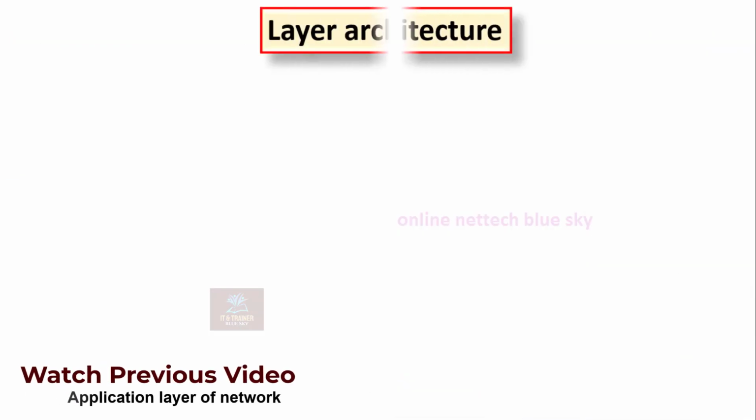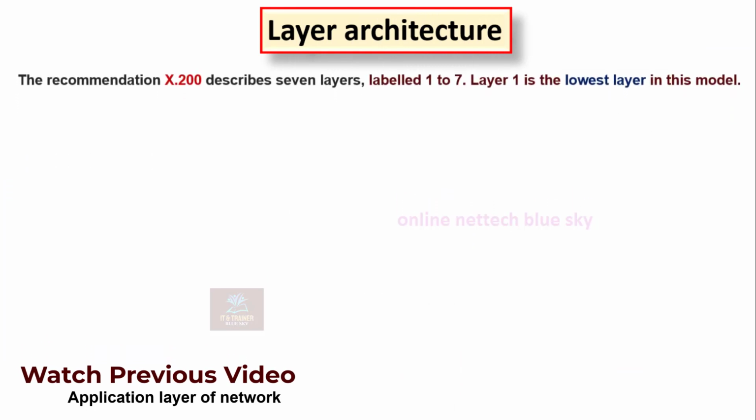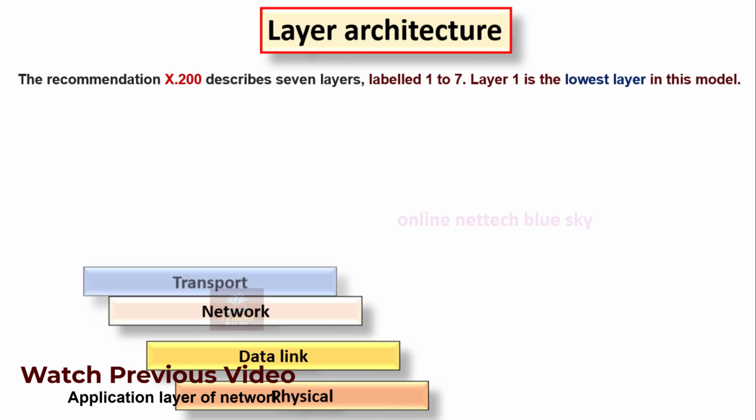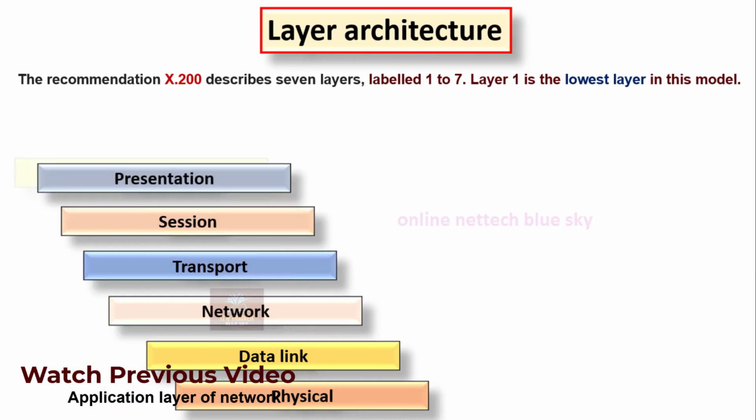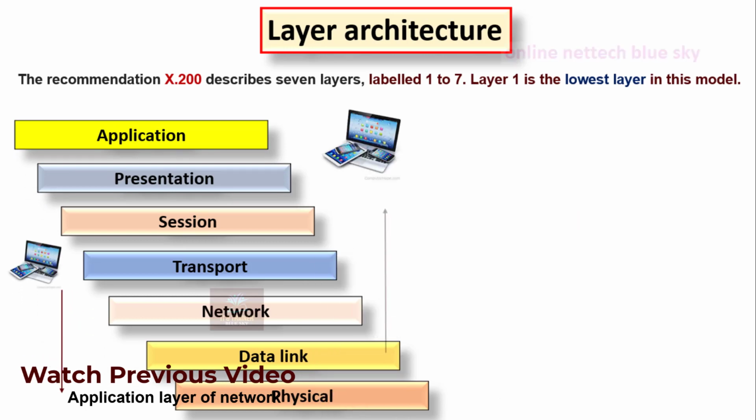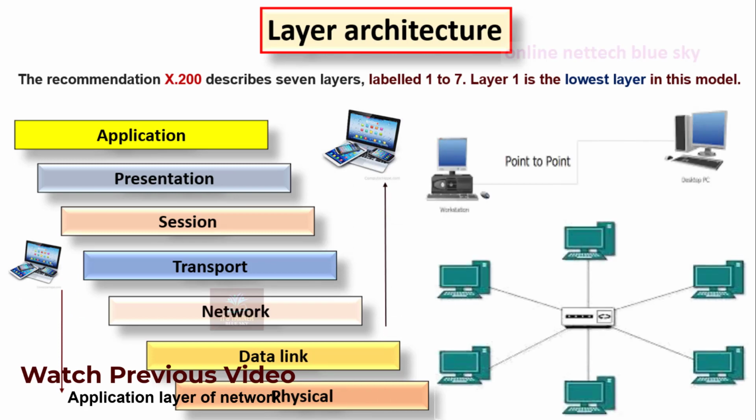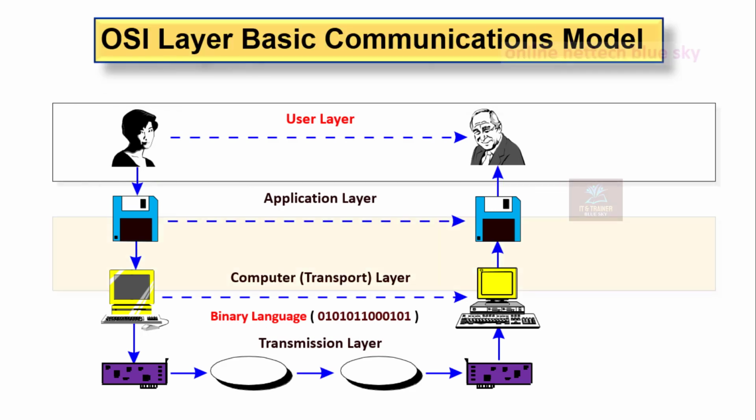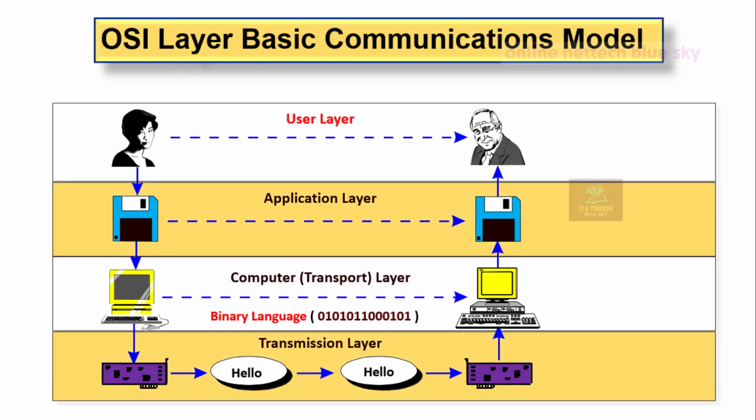Okay, I will continue the layer architecture in my video. Physical layer, data link layer, network layer, transport layer, session layer, presentation layer, application layer. In the previous video I showed you that any data sending and receiving is the responsibility of the OSI 7 layers. This is very important for point to point and any type of connected network. The OSI basic communication model is very important to understand how it works.